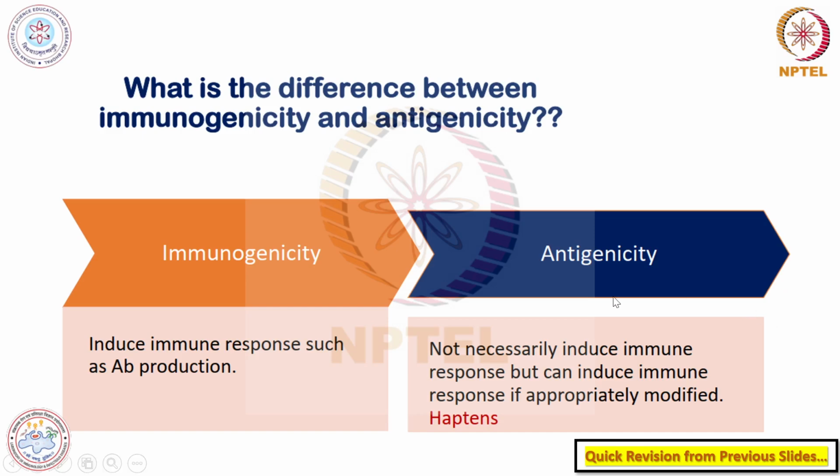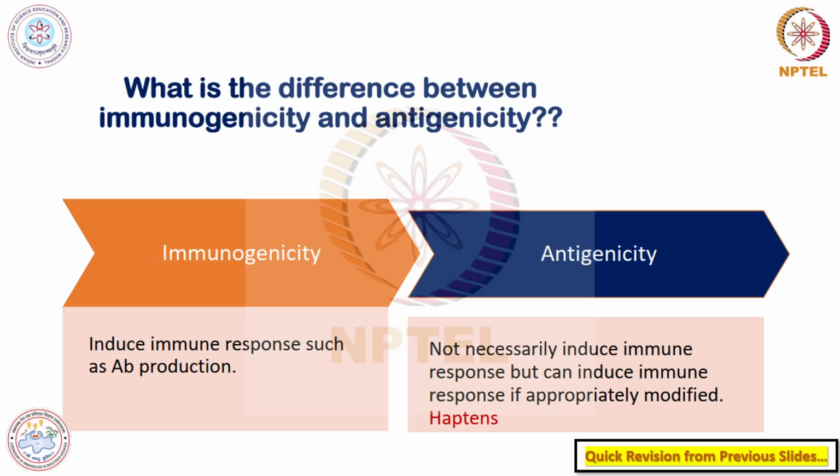Okay, if no doubt, then we will start with what is the difference between immunogenicity and antigenicity. There are two different terms. First is immunogen, second one is antigen. So what is the difference between them? Both are foreign molecules which are recognized by our immune system. Immunogenicity and antigenicity are key properties of antigens, but they are different. They are not exactly the same.